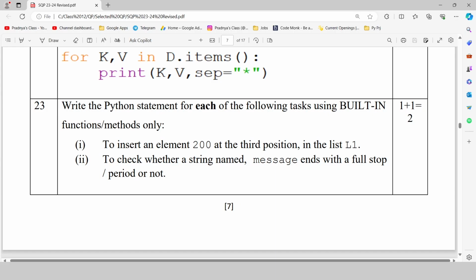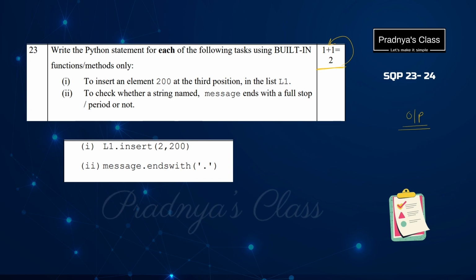Here is the 23rd question. Let's check out that question. To insert an element 200 at the third position in the list L1. To insert an element at the specified index, we have the insert method. L1.insert. First we need to mention the index, then the value. It is mentioned at the third position but we know indexing starts with 0. So for the third position we will be writing 2 and here is the value.